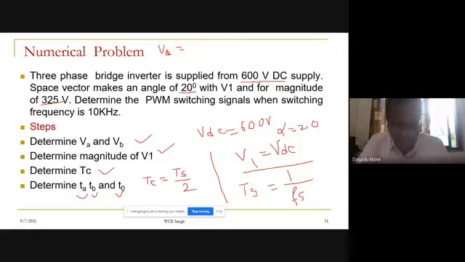Any doubts? Hello? Any question regarding this numerical problem? You should know the expression for Va, you should know the expression for Vb, you should know the magnitude of V1, and you know the Ts. Our switching frequency is given as 10 kilohertz. From that you find out Ts. Ts by 2 will be Tc. It is just a substitution problem. You can just find out the answer for this. So any question?